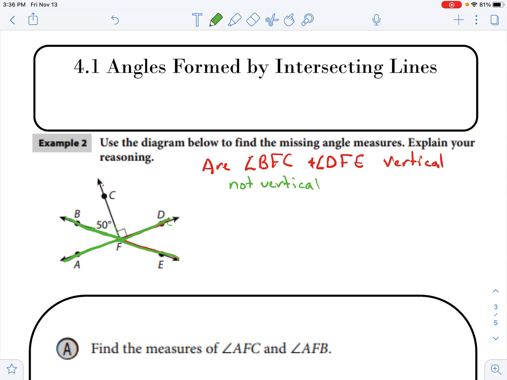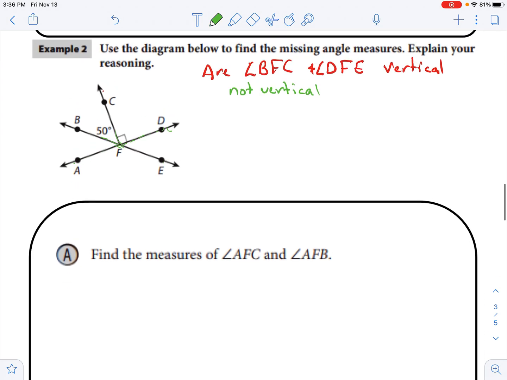We can also have a linear pair if they form a line as well. So we'll go to what they ask. They say, all right, find the measures of AFC, so A to F to C.